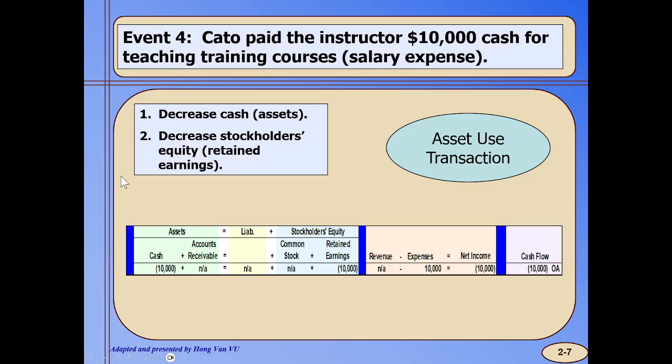Even in accrual accounting, sometimes expenses are recorded at the time cash is paid, as long as it is the same time that the expense is incurred.